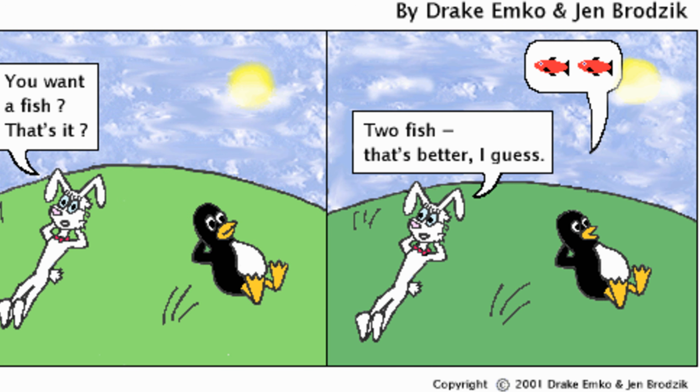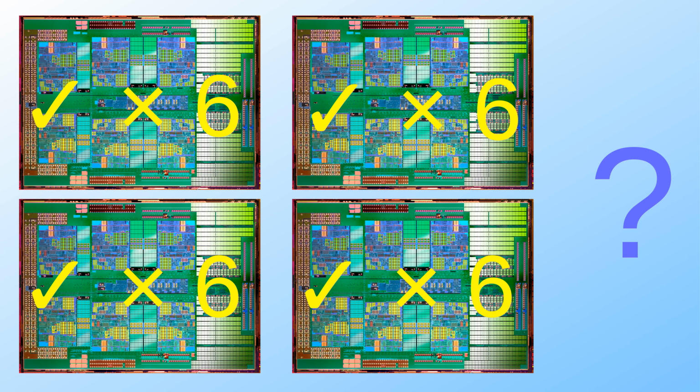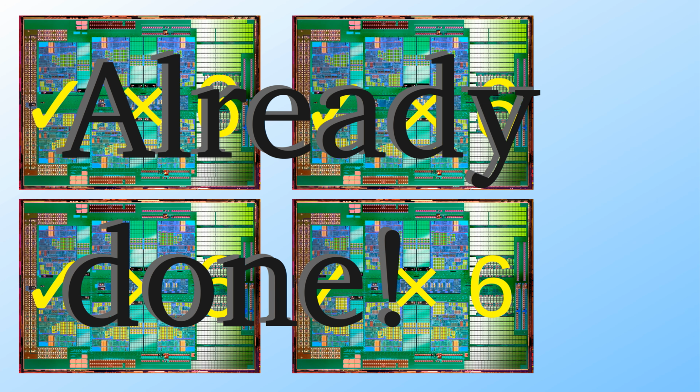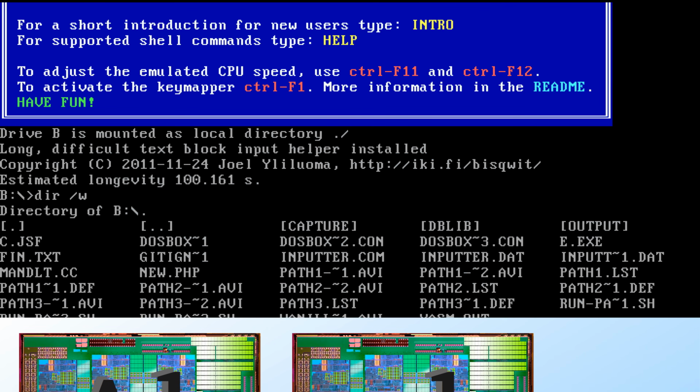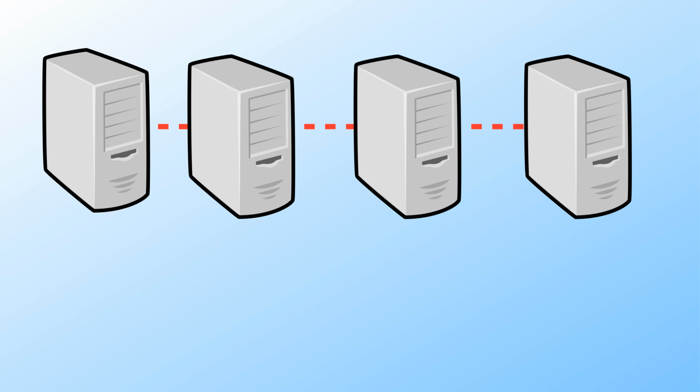So how exactly would we go about doing that? How about using multiple identical processors? This is no different than using multiple CPU cores, and we already covered that in episode 2, so scratch that off the list. How about using multiple computers?